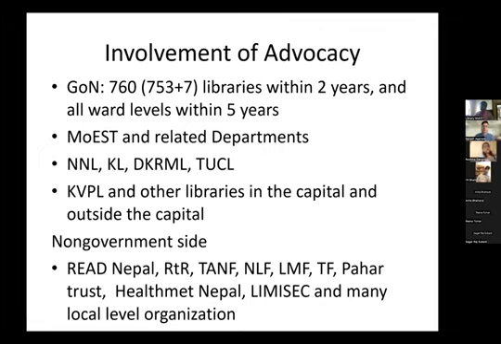760 libraries: 750 at the local level and 7 at the provincial level. 7 provincial libraries will also be established. Karnali province government and Koshi province government have already initiated. And the Ministry of Education, Science and Technology and its departments are also working on this in relation to advocacy, especially the Library Coordination and Documentation Section of the Ministry.